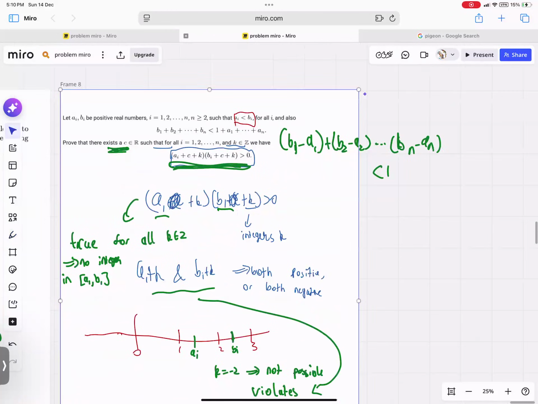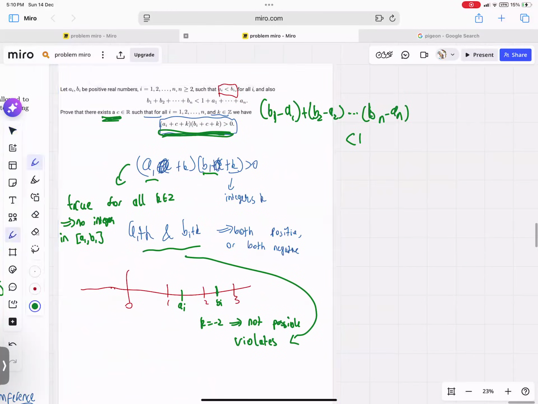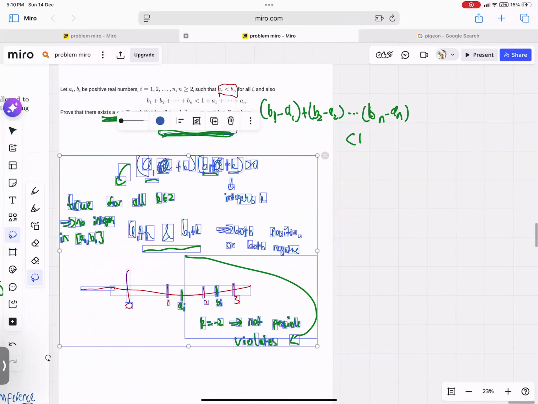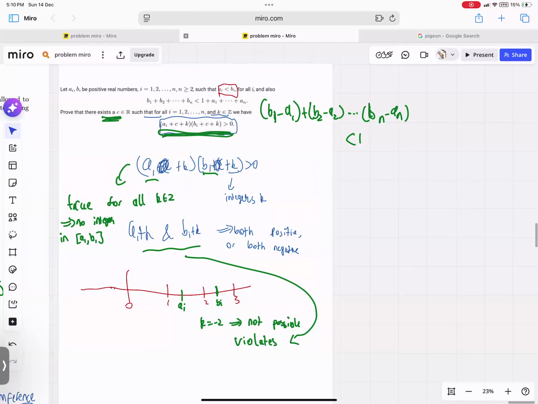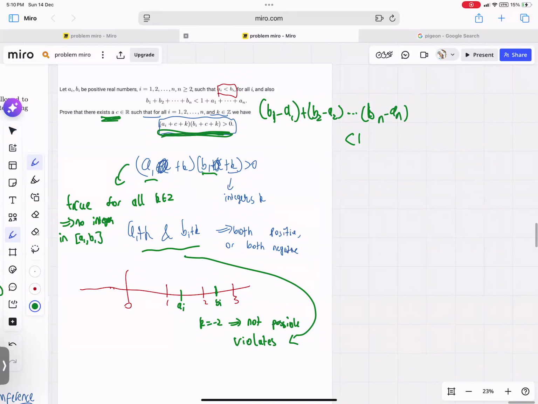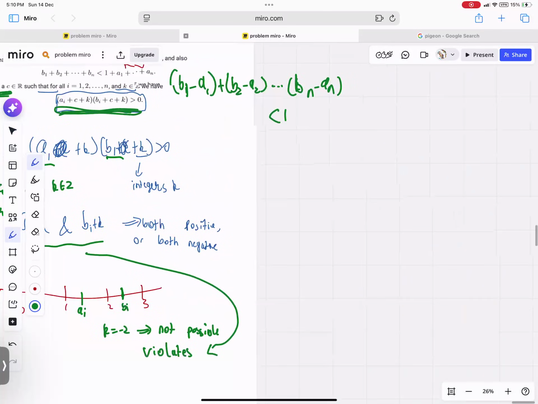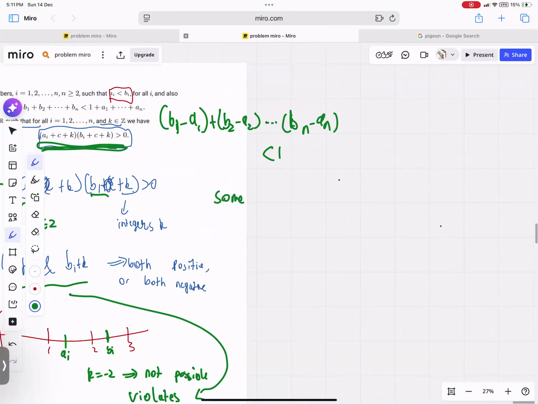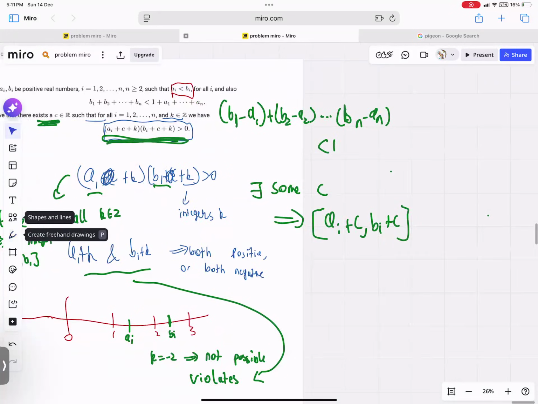So what I'm doing over here is trying to understand what this inequality means. The original inequality given in the problem basically tells us that there is no integer between any AI and BI, right? So we want to show that there exists some c, such that there's no integer between ai plus c and bi plus c. Is this clear to you? Can you repeat?